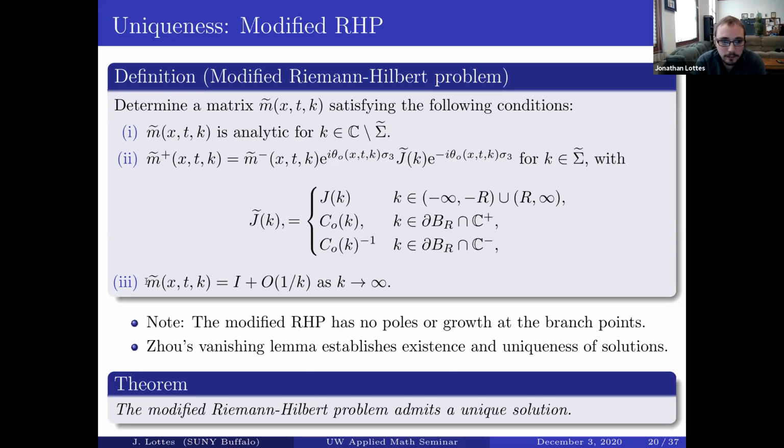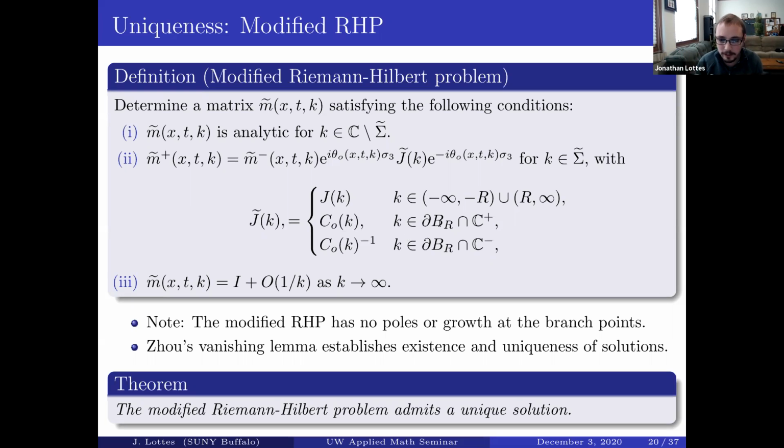And so I'll emphasize that in this Riemann-Hilbert problem, there's no mention of poles or growth at the branch points or anything to do with that. Essentially all that information about the discrete eigenvalues and the growth behavior at the branch points is captured by this C naught matrix. If you were to analytically extend C naught, I'll say first, from the point of view of the Riemann-Hilbert problem, C naught is only defined on the boundary of the ball.